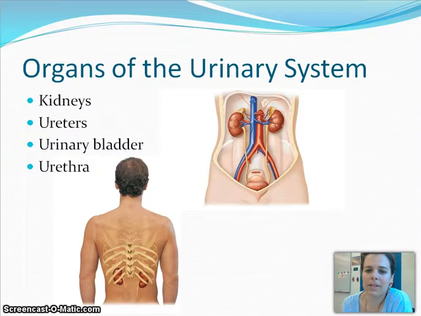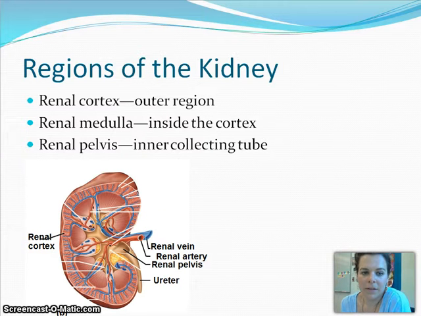There's not a lot of organs in this system. We have the kidneys, which are found here in the body, towards your back, the ureters, which go from the kidney to the bladder, the urinary bladder, and then the urethra, which is where the urine comes out of the bladder. So the kidneys are going to be the most important part, and they have different regions.